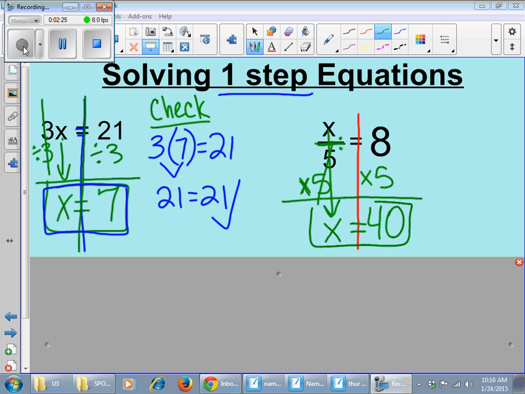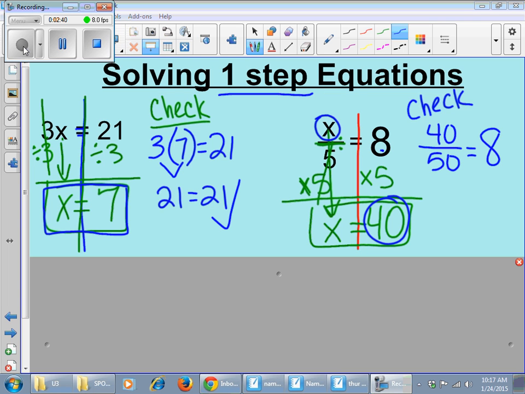X equals 40. Again, if I want to check the value of that letter, I should be able to plug in 40 in place of x in the original equation, and it should equal out to what the equation tells you. 40 over 5 equals 8. Ooh, I wrote 50 by accident. 40 over 5 equals 8. Well, 40 divided by 5 equals 8, and 8 equals 8, so I know I'm correct.